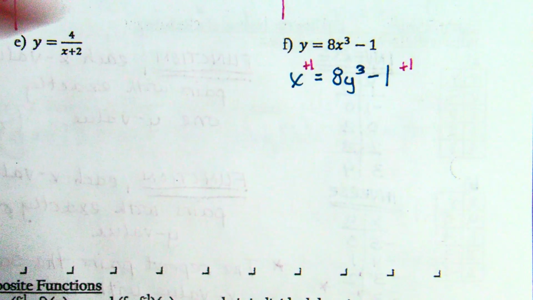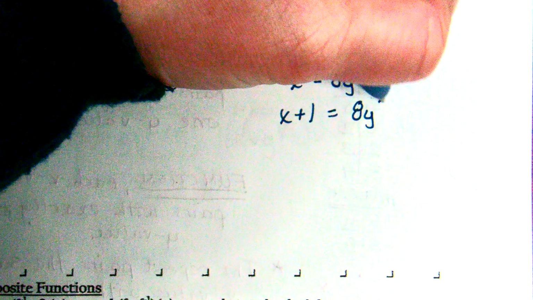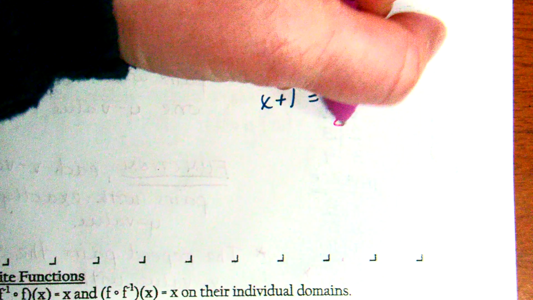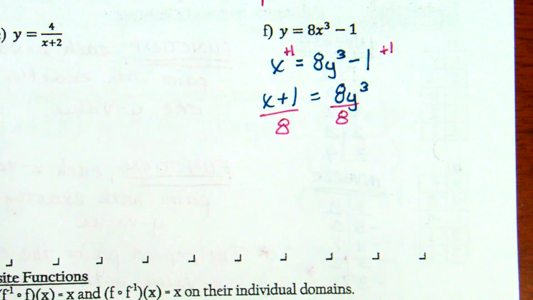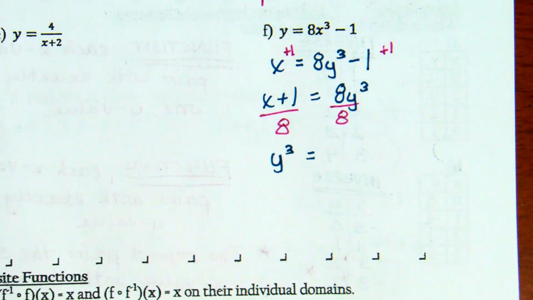X plus 1 is X plus 1. 8y cubed minus 1 plus 1 is 8y cubed. What's my next step in getting y by itself? Okay, if it's 8 times y cubed, let's divide by 8. If we divide one side by 8, divide the other side by 8. Now, 8y cubed divided by 8 is going to leave me with y cubed. X plus 1 divided by 8.